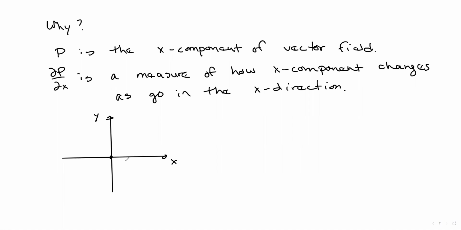Okay, so we're going to assume here that P equals 0 at the point where you're doing the calculation. And then if the partial of P with respect to x is positive, what does that end up looking like in our picture? So if P is 0, that means you have the 0 vector here at the origin. If the partial of P with respect to x is greater than 0, then what that tells you is that as you move in the x direction, P should become more positive.